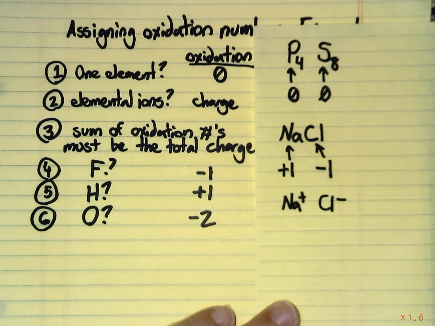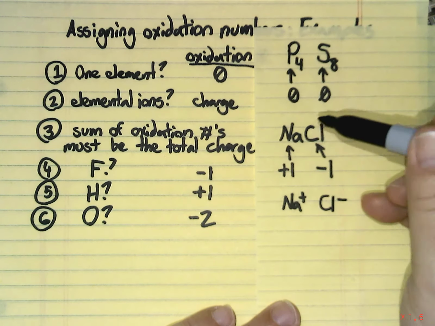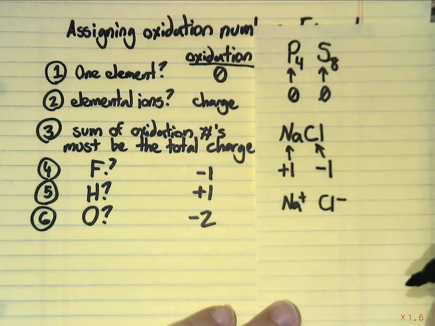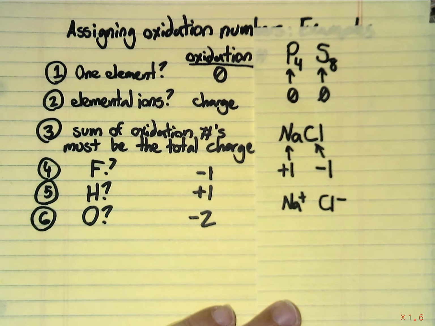So the oxidation number for simple ionic compounds like this is the same as the charge on the elemental ions. Now, when I say the word elemental ion, I'm talking about an ion that contains only one element. Now, we're going to see a little bit later that there are some ions that can have more than one element. Let's do one that's a little bit more complicated than that.